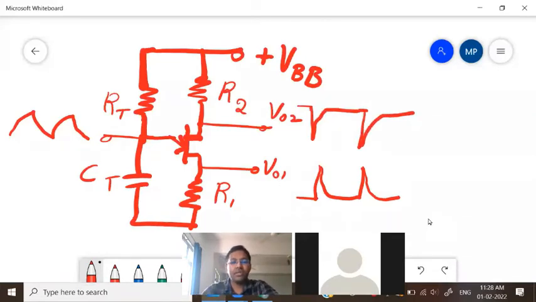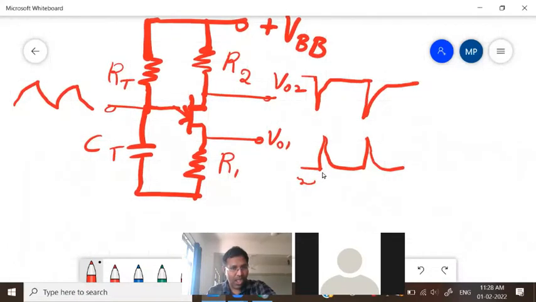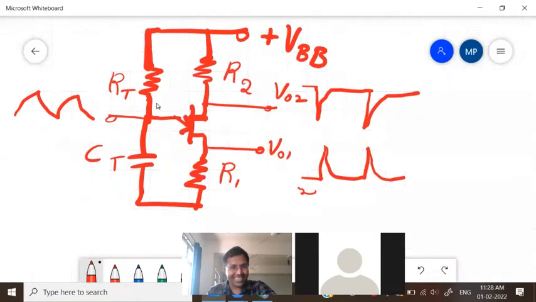Next, here, what is happening during this? The capacitor is still charging. So UJT is off. I will write UJT is off.